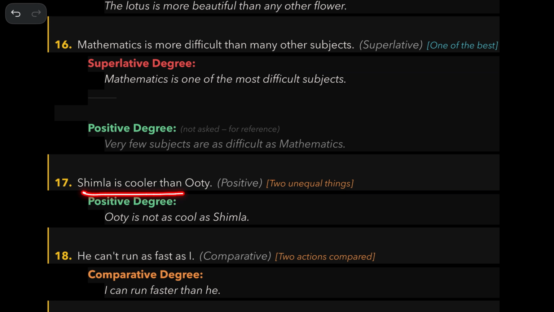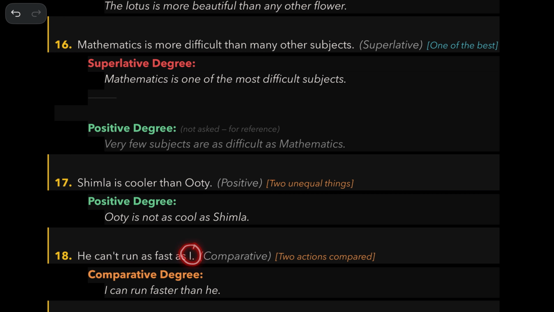Shimla is cooler than Ooty. So only two things are compared here, and you don't need this instruction also. Okay, so positive degree: Ooty is not as cool as Shimla. He can't run as fast as I. This is the right answer.